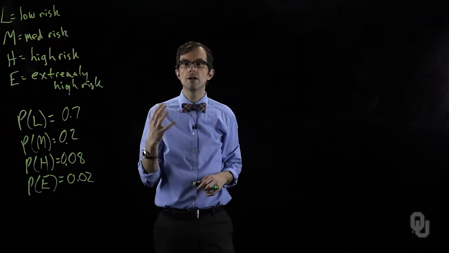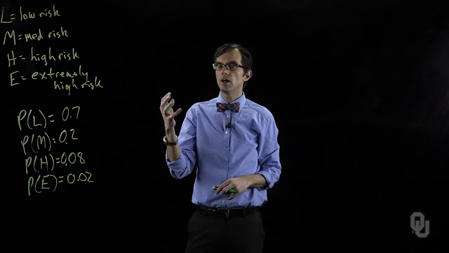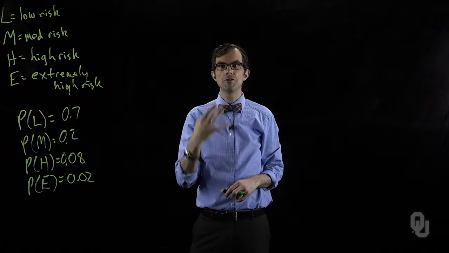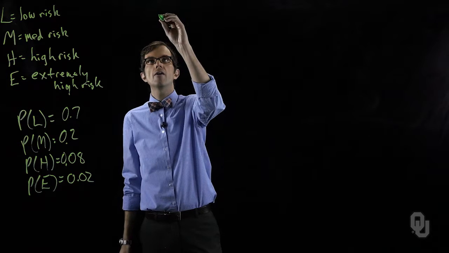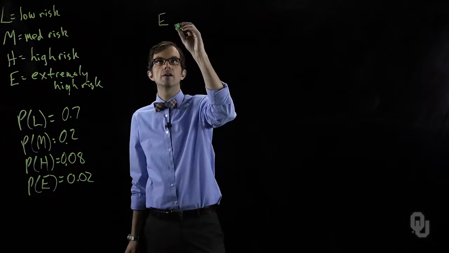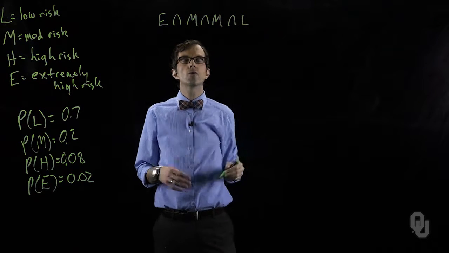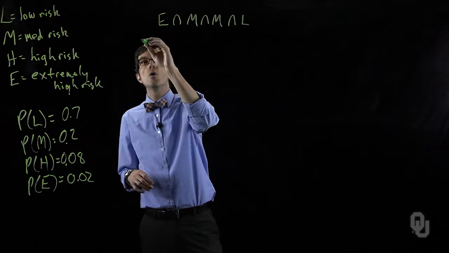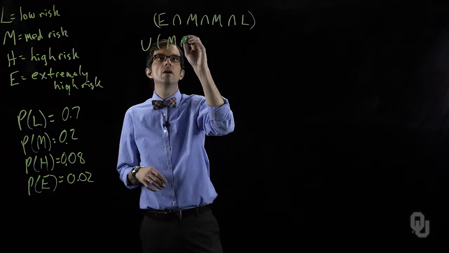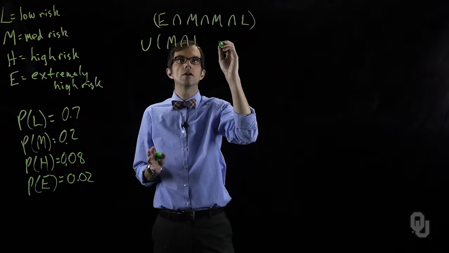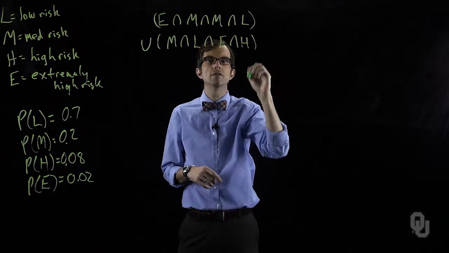Okay. Well, we could enumerate all the possibilities of projects that are not all extremely high risk. For example, we could have the first one is extremely high risk, and the second one is medium risk, and the third one is medium risk, and the fourth one is low risk. Okay? Or we could have the first one is medium, and the second one is low risk, and the third one is extremely high risk, and the fourth one is high risk, and so on.